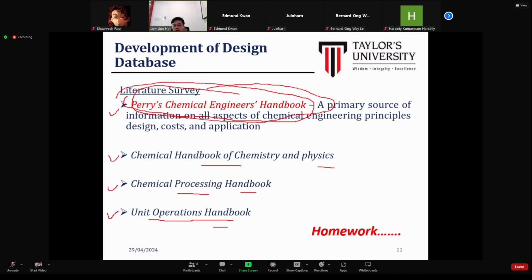Okay, and one more thing, today's homework. Later after you go home, make sure you do the homework: try to download Perry's Chemical Engineers' Handbook. You can get it either from our university library, or try to download it from other relevant websites. Try to download the latest version of Perry's Handbook and keep a copy in your computer, because later in the assignment of this module, or in your final year design project, maybe you need to refer to the handbook to support your design.